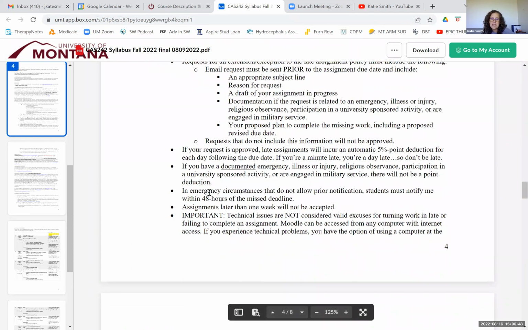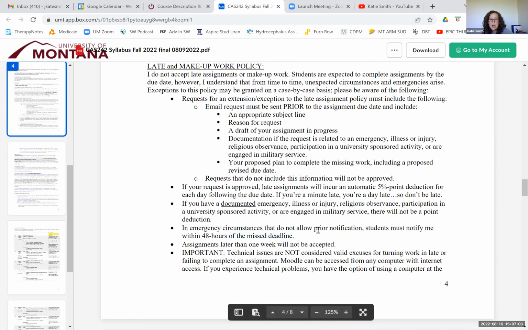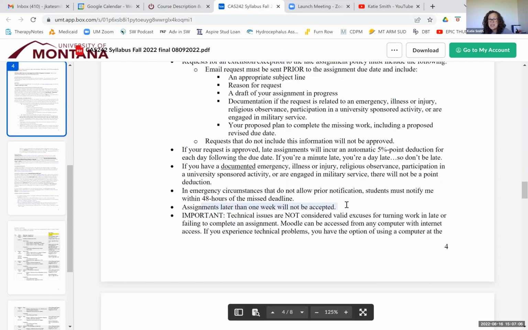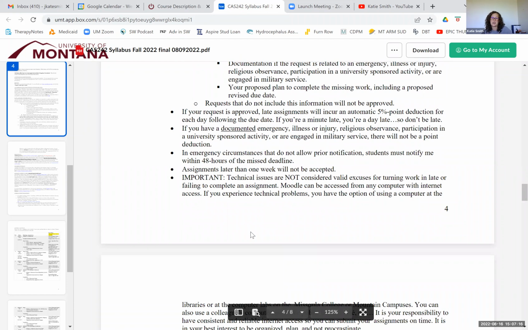If it is an emergency that does not allow for prior notification, you know, those things happen. Katie, you know, I was hospitalized. You need to notify me within 48 hours of the missed deadline. Assignments later than 1 week will not be accepted. So this course builds on each other. We really need to stay on top of this for each other. Also, technical issues are not valid excuses for turning work in late. It's important that you have reliable access to your technology.